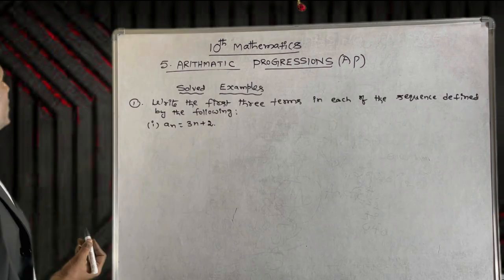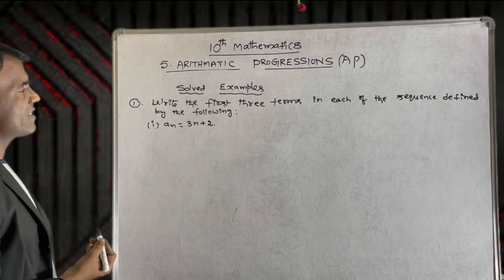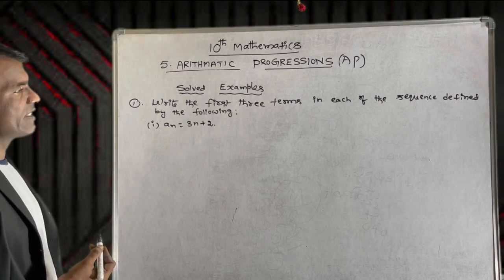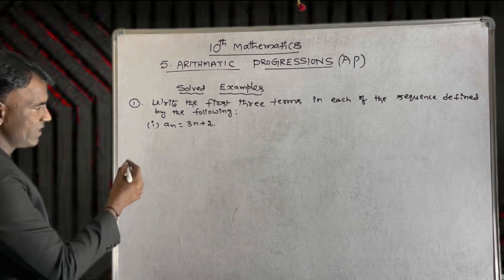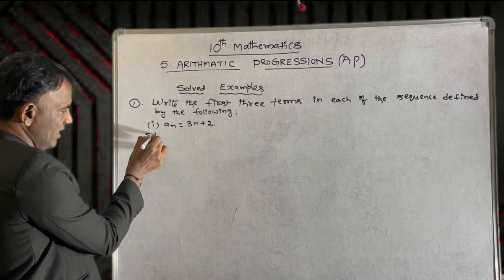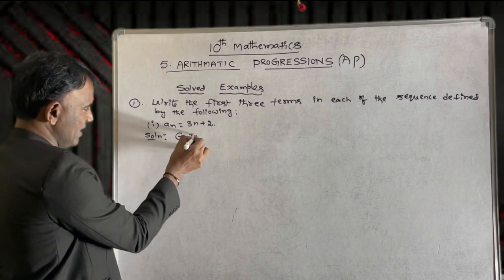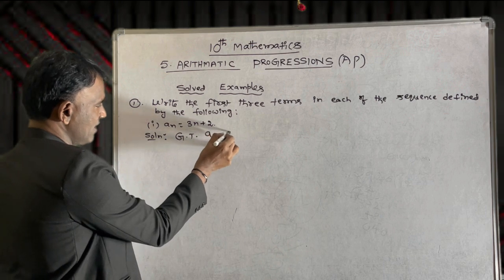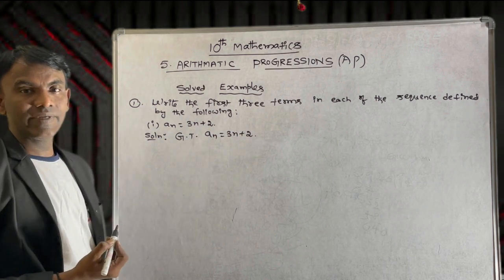Okay. Now this is the first question. Write the first 3 terms in each of the sequences defined by the following. In the first sub-question, an equal to 3n plus 2. Now we write the first three terms, right? So first write the given value. Given that an equal to 3n plus 2. So first three terms means what is that?